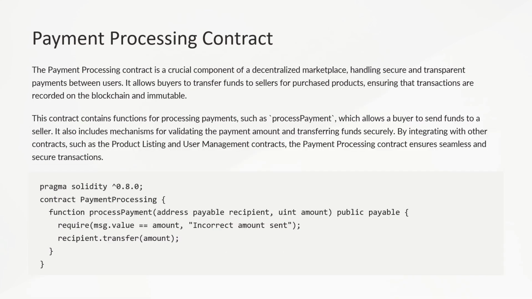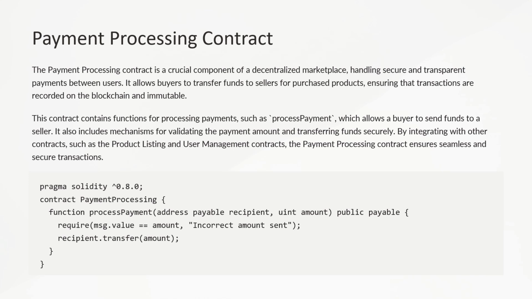The payment processing contract is a crucial component of the decentralized marketplace, handling secure and transparent payments between users. It allows buyers to transfer funds to the sellers for purchased products, ensuring that transactions are recorded on the blockchain and immutable. This contract contains functions for processing payments such as process payment, which allows the buyer to send funds to the seller. It also includes mechanisms for validating the payment amount and transferring funds securely.